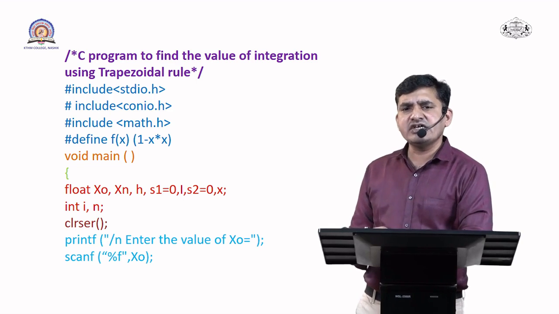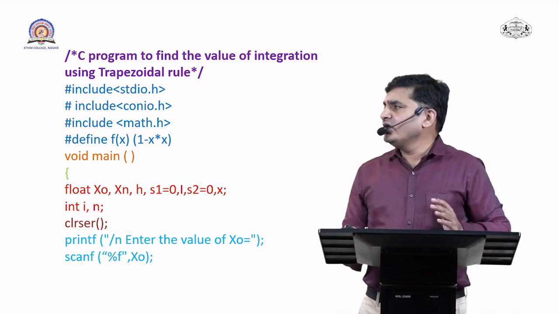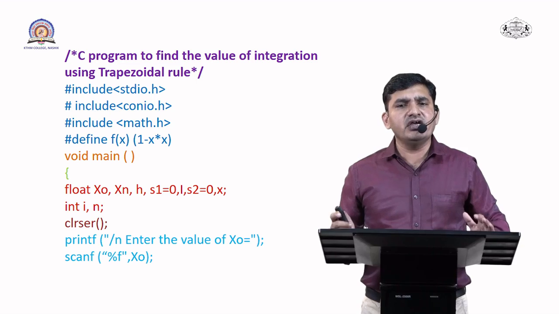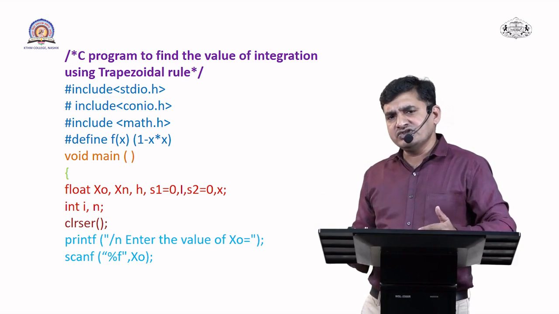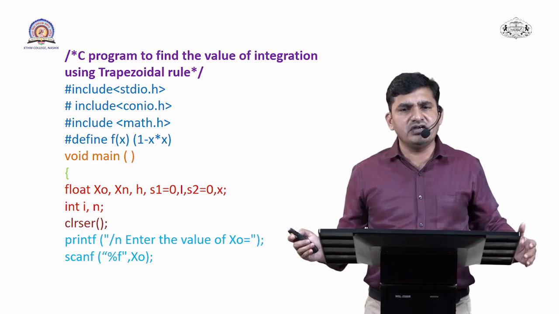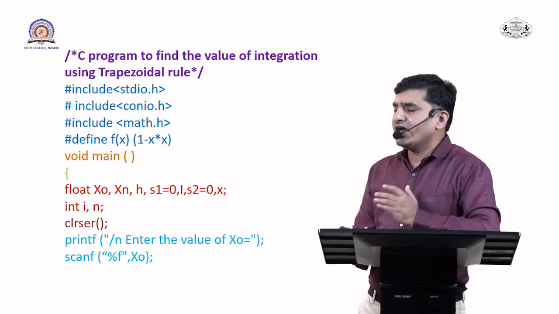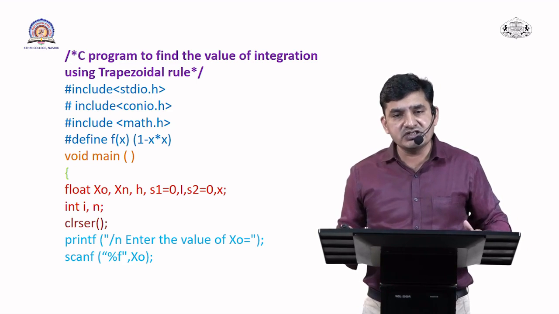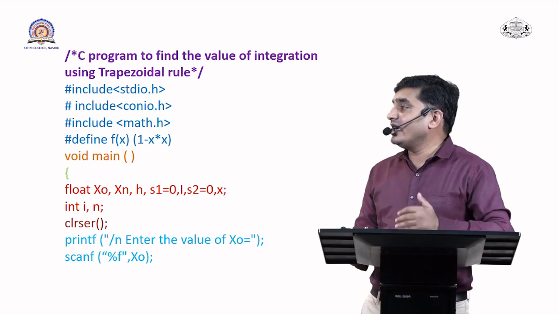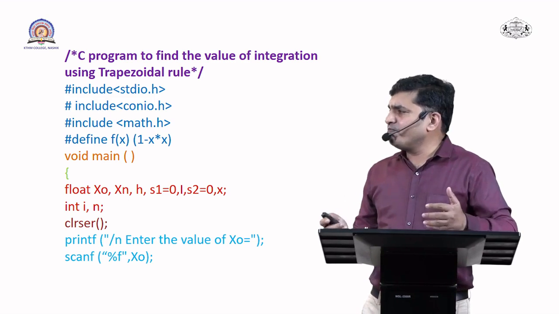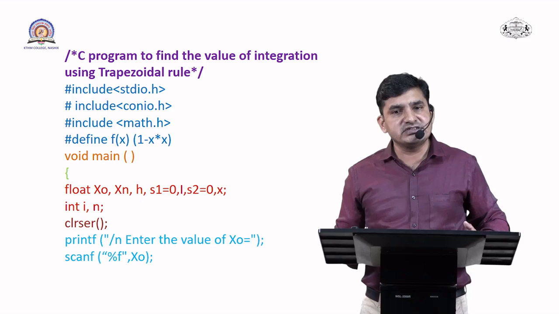First is hash include stdio.h. Hash include is a preprocessor directive. Stdio.h means standard input output function, and .h means header file. Here we use the printf and scanf functions, which are the standard input and output functions, and therefore we use stdio.h. Hash include conio.h. Conio.h is used because in this program we use clear screen and getch. Then we have to perform mathematical operations, and therefore we use hash include math.h.